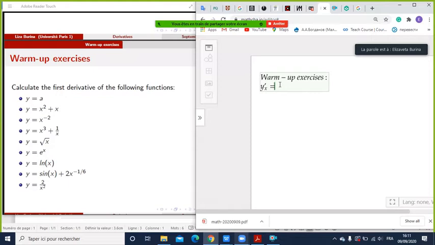Okay, so for the first one, the answer is 0, because there is no x that is changing. And if you imagine the graph of this thing, it's a horizontal line. So you think of it with the logic of derivative: by how much does y change when we increase x by 1? By 0. Y never changes, because it is just a horizontal line fixed at the level of a.